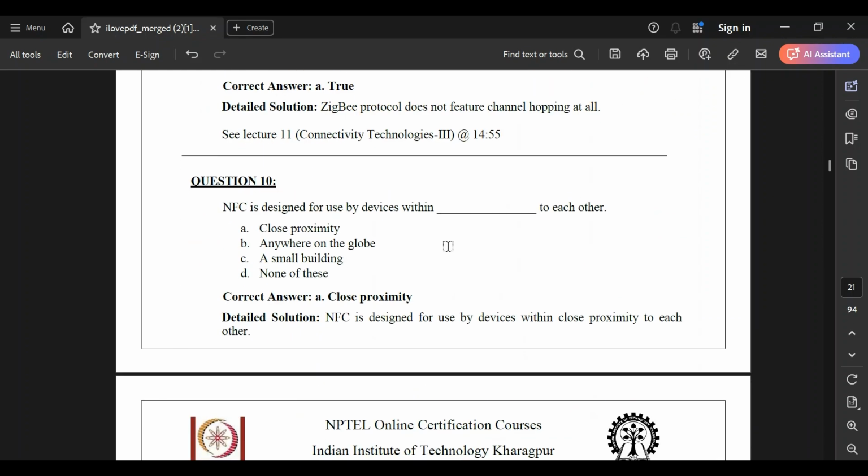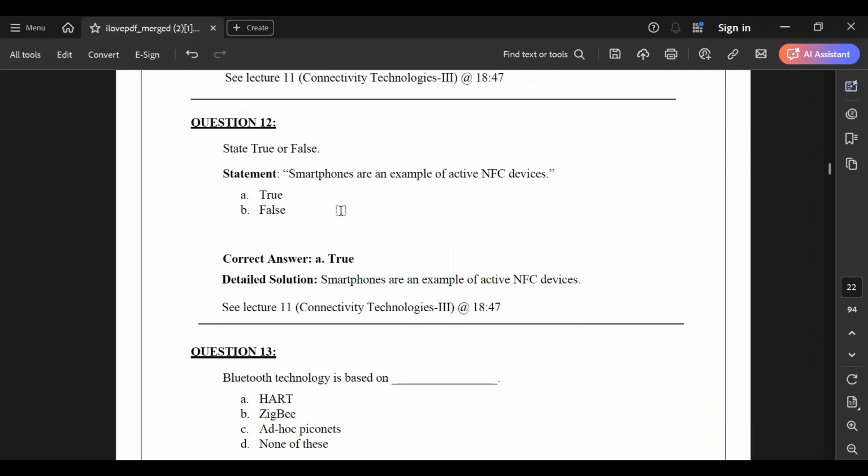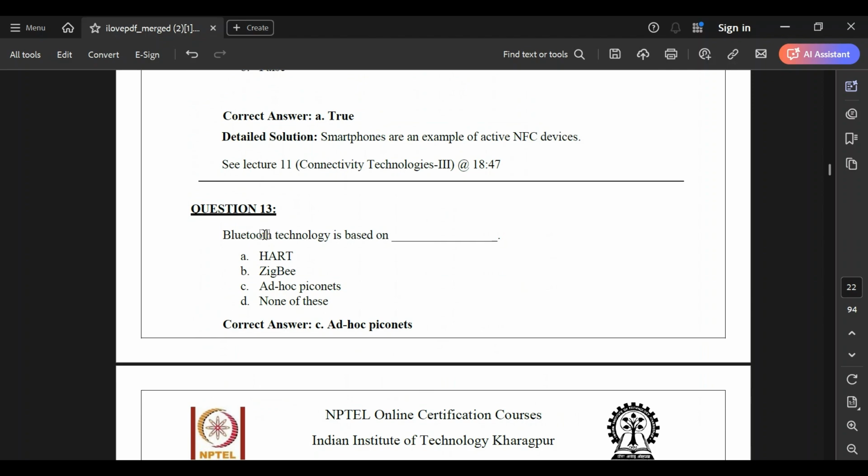This is true. NFC is designed for use by devices within close proximity. It is close proximity. NFC is of how many types? They are of two types. Smartphones are an example of active NFC devices. This is true. Bluetooth technology is based on ad hoc pin codes. So ad hoc pin code is there.